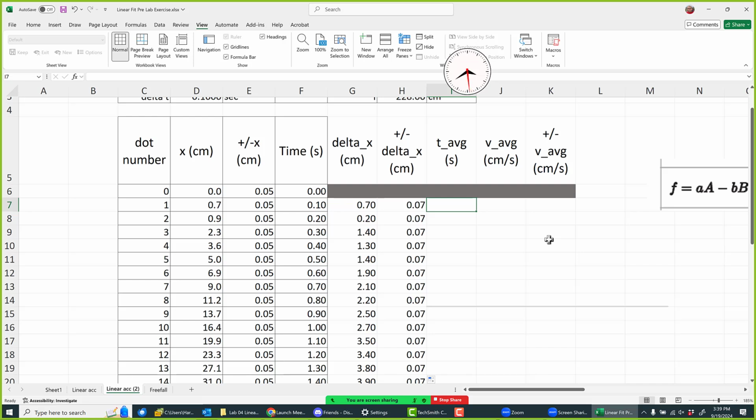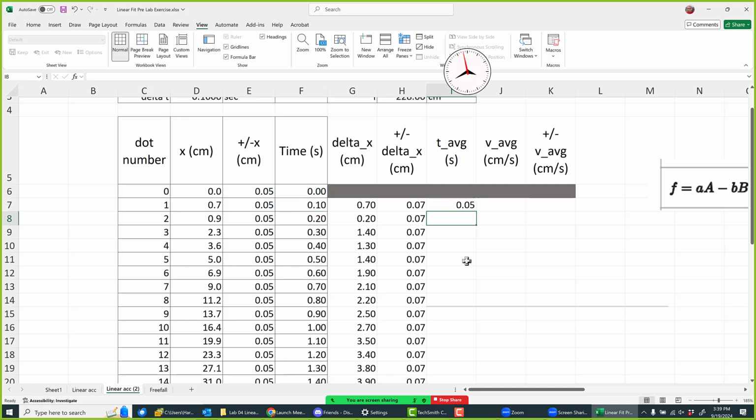And then the next one we need is the average t, so we get the center of each window. That equals, we can use the average function, and then we click on, I think we can get away with it like that. We select those two. Let's see if it works.